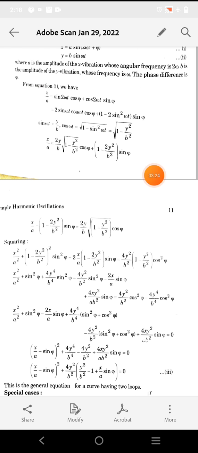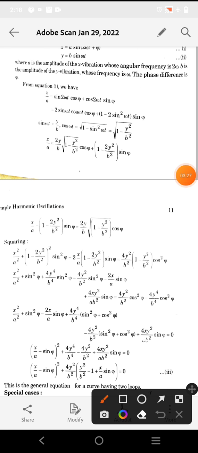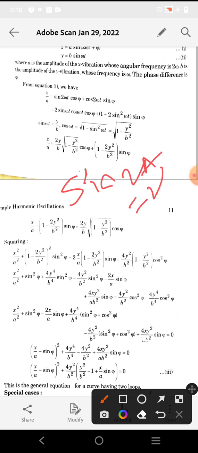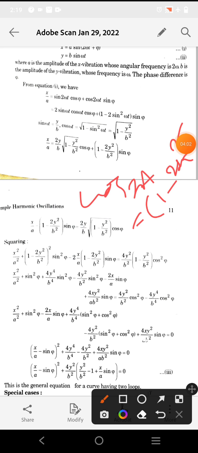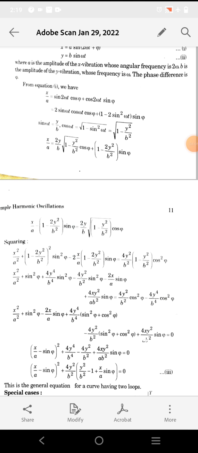So what is the sine 2A formula? We know that sine 2A is equal to 2 sine A cos A. Simply substitute this value here. And also, what is the cos 2A value? Cos 2A, in terms of the sine function, is 1 minus 2 sine square A. So this is also used here.